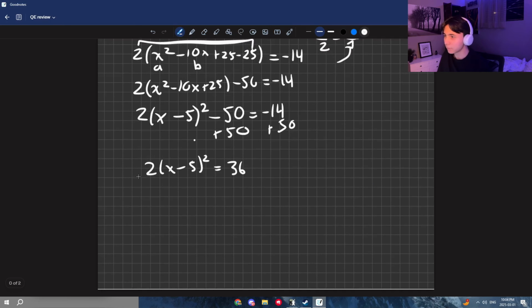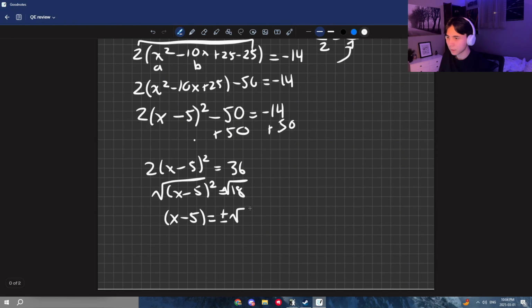And I'm going to divide both sides by 2. Now what you're going to get is x minus 5 squared equals 18. And now we can just square root both sides, and you get x minus 5 by itself equals plus or minus root of 18. Now we're just going to add 5 to both sides, and you get x is equal to 5 plus or minus the square root of 18.